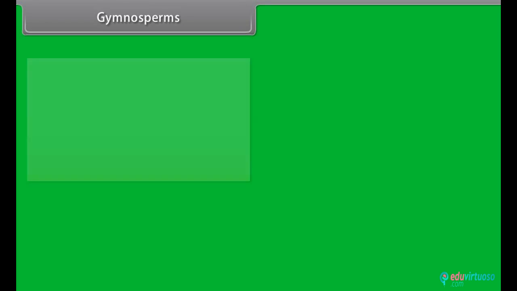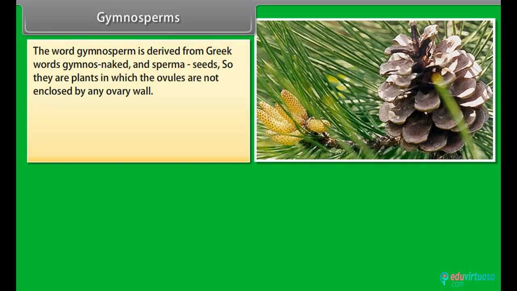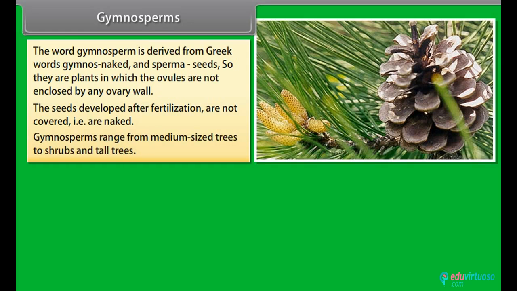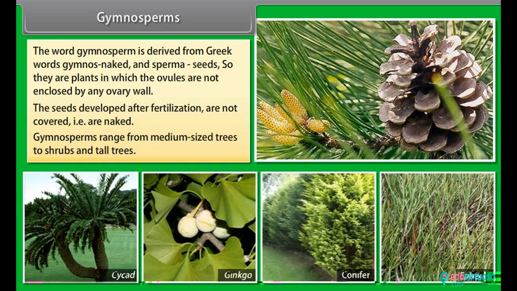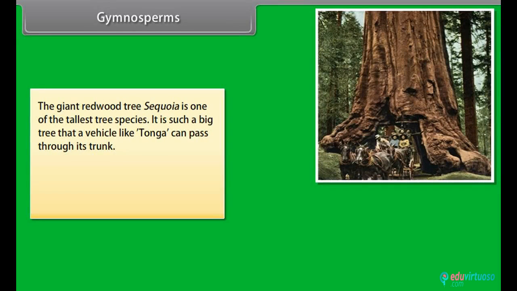Gymnosperms. The word gymnosperm is derived from Greek words gymnos, naked, and sperma, seeds. So they are plants in which the ovules are not enclosed by any ovary wall. The seeds that develop after fertilization are not covered, that is, are naked. Gymnosperms range from medium-sized trees to shrubs and tall trees. The giant redwood tree Sequoia is one of the tallest tree species. It is such a big tree that a vehicle like a tonga can pass through its trunk.